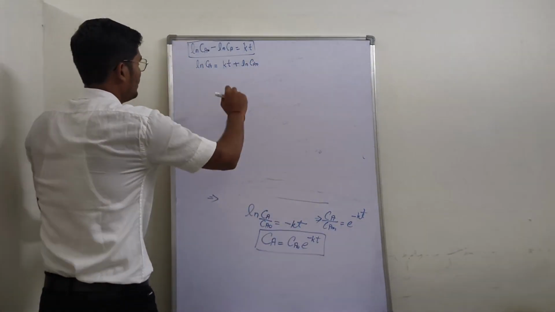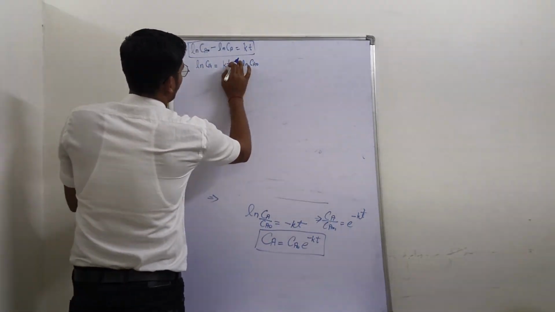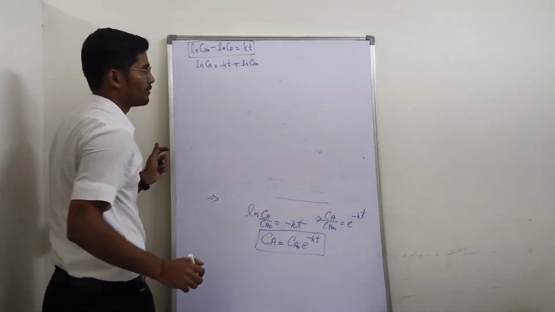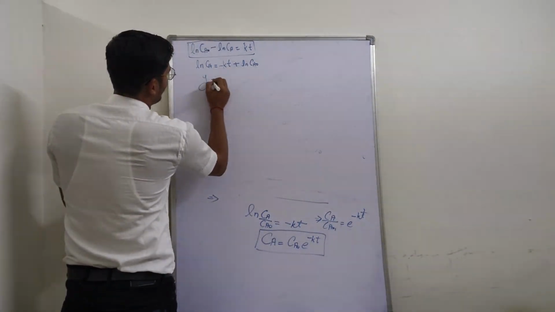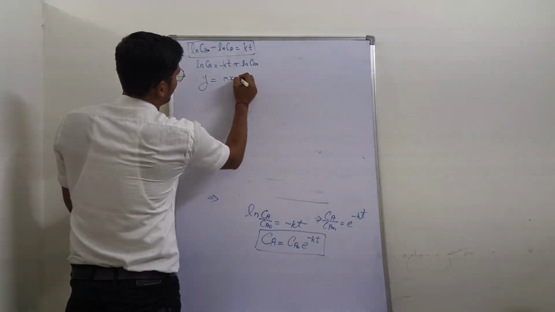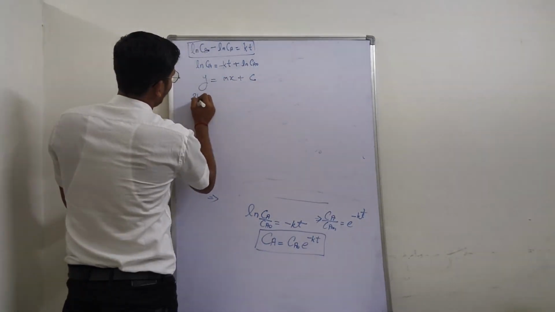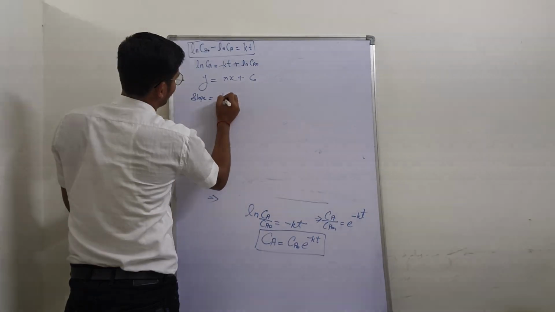Is it in the right way? No, it's not in the right way. So this will be plus, this will be minus, because the slope will be negative. So we are going to take y equals mx plus c. So the slope will be negative. Here we are taking the slope as minus k again.